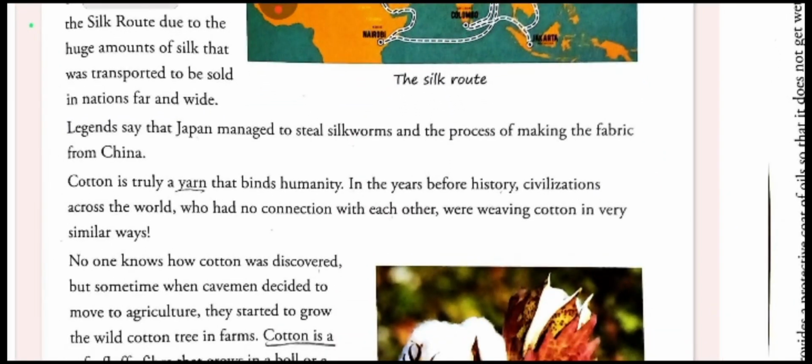Legends say that Japan managed to steal silkworms and the process of making the fabric from China. So Japan was the second country who managed to steal silkworms and the process of making fabrics from China.